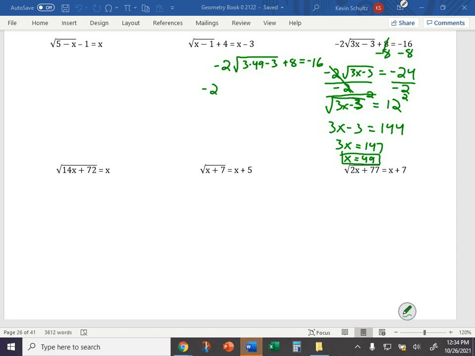Essentially, we get negative 2 times the root of, 3 times 49 is 147, minus 3 is 144. Negative 2 times 12 is negative 24. And negative 24 plus 8 does equal negative 16. It does check out. Yay. Let's go. Wouldn't it be sad to do all that work and have it not work? That would be kind of evil. It's already evil.